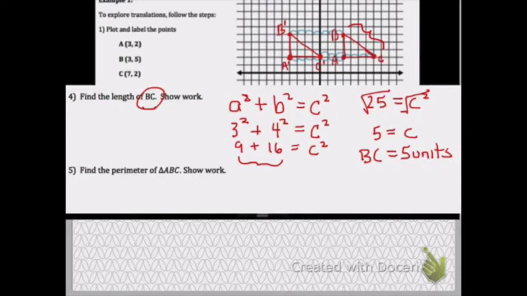Now we need to find the perimeter of triangle ABC. To find the perimeter of a triangle, P is equal to A plus B plus C. You're just adding the 3 sides together. So we have side A is 3 units, side B was 4 units, and we just found that side C was 5 units. So we want to add those together. What you get is the perimeter of triangle ABC. Hopefully you got 12 units.